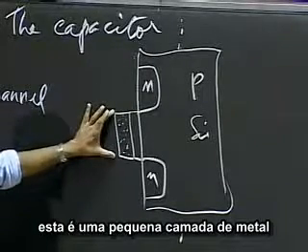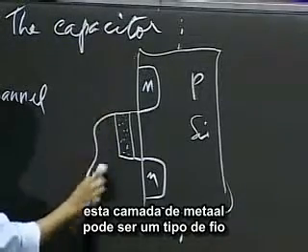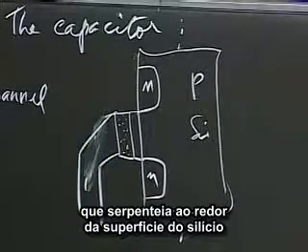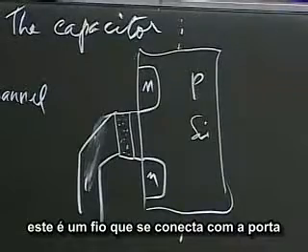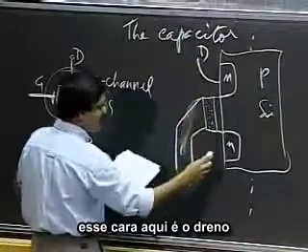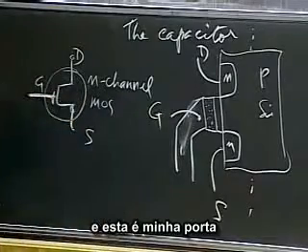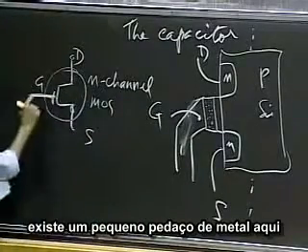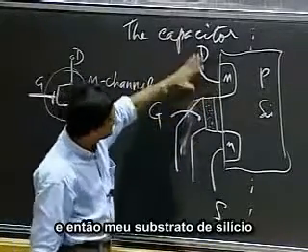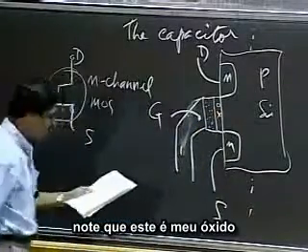Now, this is a little metal layer that's really a wire on top of the silicon. This metal layer could be some sort of a wire that meanders around on the surface of silicon, and this is the wire that connects to the gate. This is the gate of my MOSFET, and this guy here is the drain, and this guy here is the source, and this is my gate. So there's a little piece of metal here, and there's a piece of oxide, and then my silicon substrate. So notice that this is my oxide.